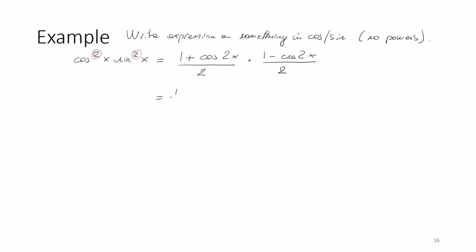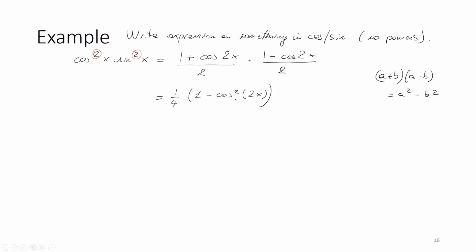And I can factor out the 1/2 from the denominator here and here to give me 1/4. And then I have 1 plus cosine 2x times 1 minus cosine 2x. So here I'm going to use that formula that says (a plus b)(a minus b) is a squared minus b squared. And I'm going to write this as 1 minus cosine squared of 2x. And so now, am I done?